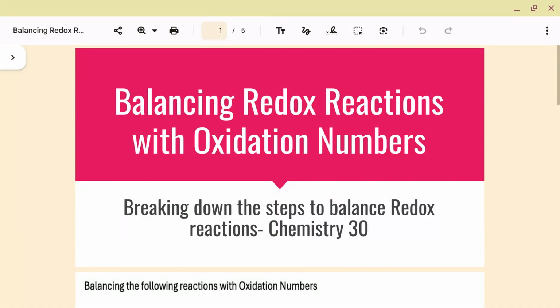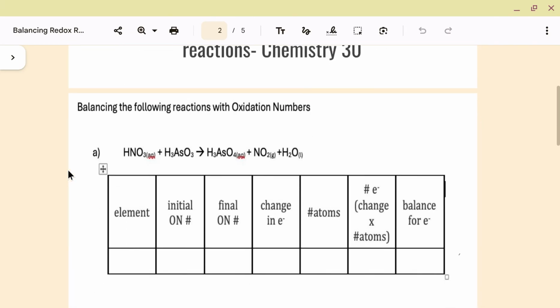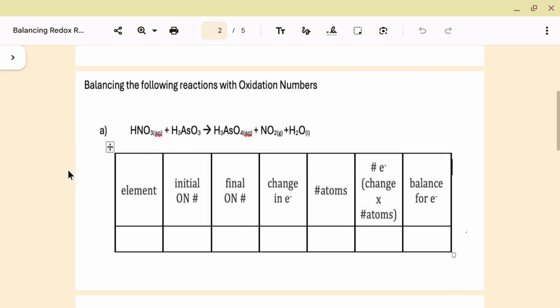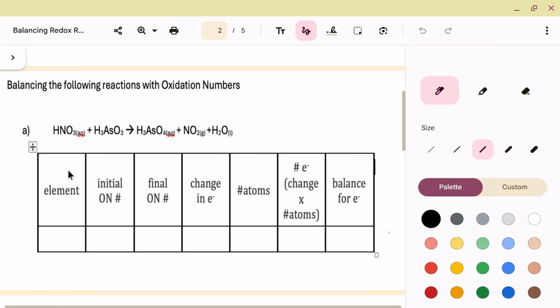Okay, so I want to do a few more videos practicing balancing redox reactions with oxidation numbers. Just to start off, this is how I usually teach it: we have the equation and we give this chart. I tell my students, don't rely on this chart, but it is a good way of starting just to see what's happening. Whenever you're balancing redox reactions, it is about the exchange of electrons, so you do want to start by assigning your oxidation numbers.